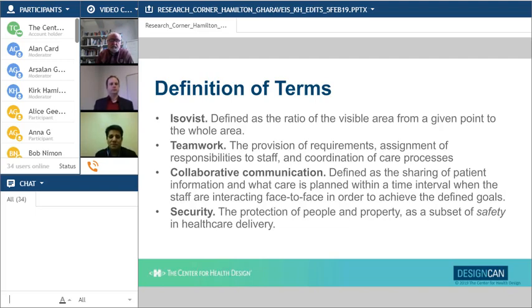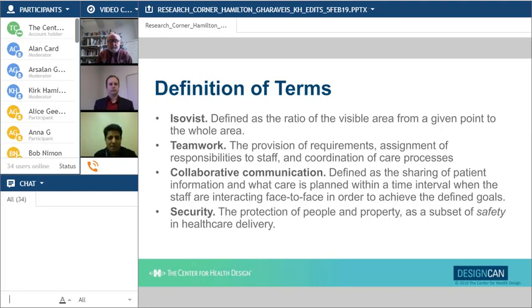The other part is about teamwork. Here, the focus of this study was only medical teamwork, and it was about the provision of requirements, assignment of responsibilities to staff, and coordination of care processes. In this case, we just wanted to focus on only medical staff and their teamwork, and I will define those in a future slide.